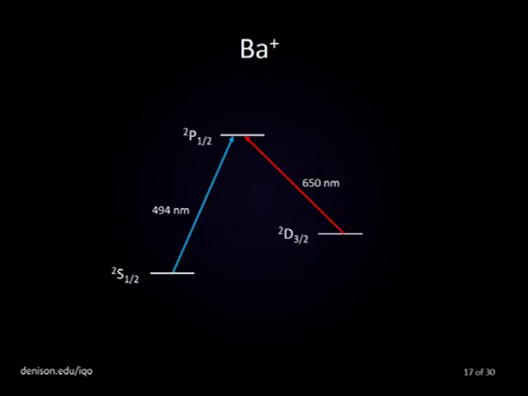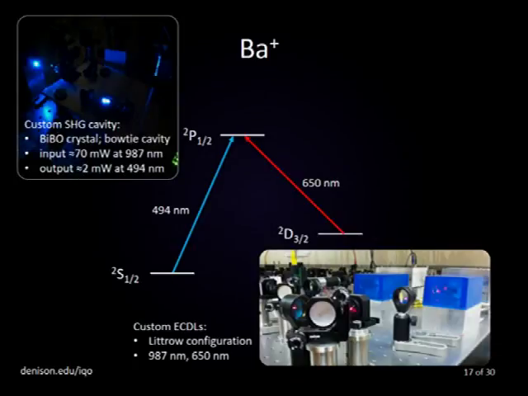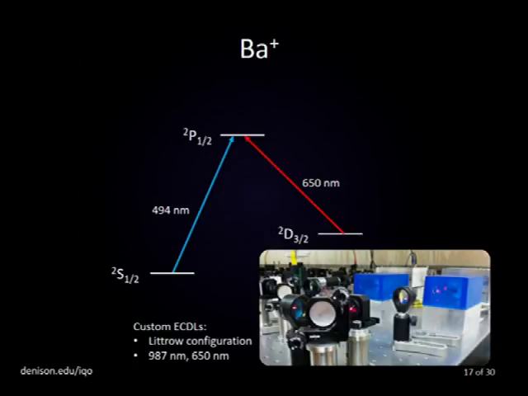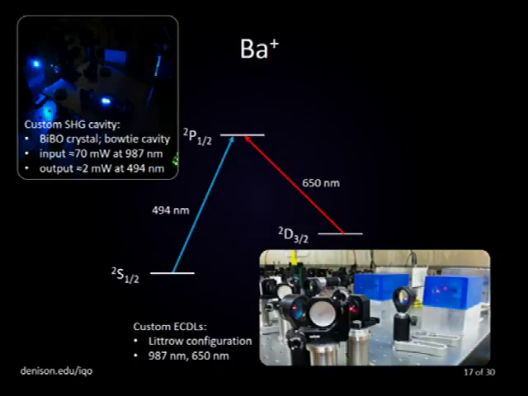And the way we do this, we generate this light from external cavity diode lasers that are custom external cavity diode lasers we built in the lab. The 650 light comes directly from one of these lasers. The 494, the blue light, comes from taking 987 light from an external cavity diode laser and then doubling it in a custom second harmonic generation cavity to produce the light necessary to drive this S1/2 to P1/2 transition. But combined, then, that allows us to laser cool and trap barium.